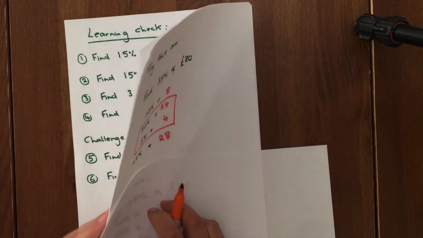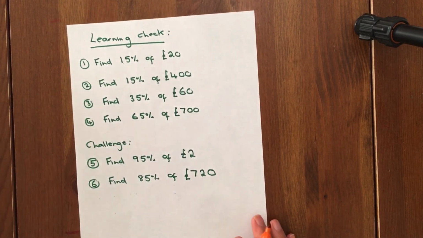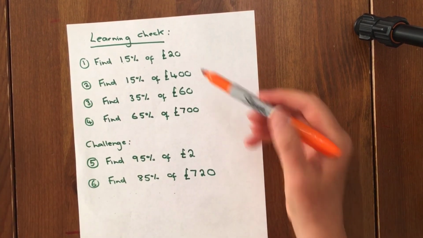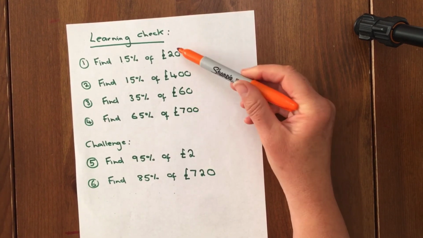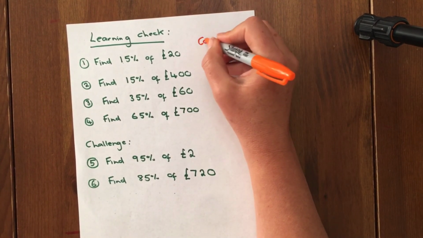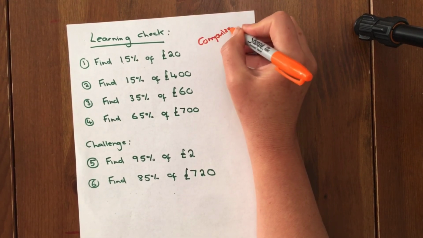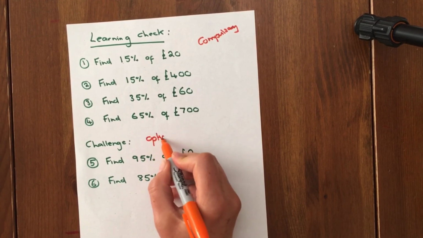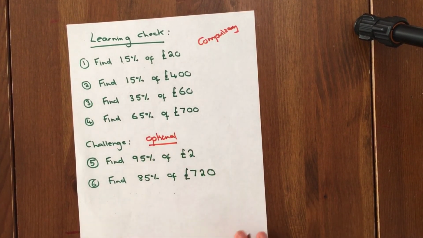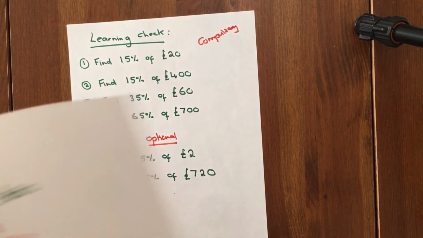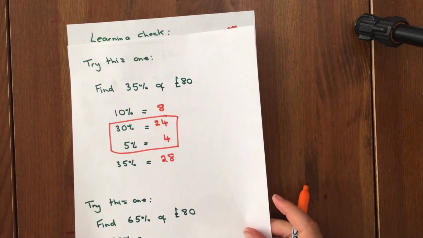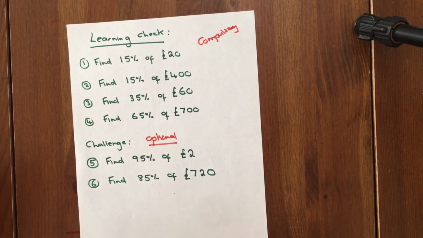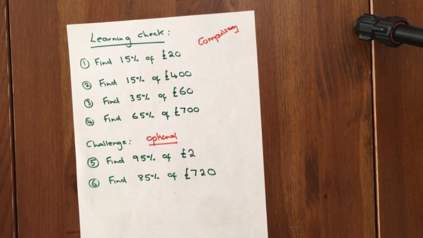Okay guys, and this is your learning check please. Okay, so we're not doing it from the book, we're just doing these 4 questions, which is your compulsory work. And this is your optional extra challenge, these 2 questions. So set it out beautifully, set it out like I showed you in this example here please. Yeah, really clear. So you're finding 10% and 5%. You're setting it all out beautifully. Okay, and that's the end of this lesson.